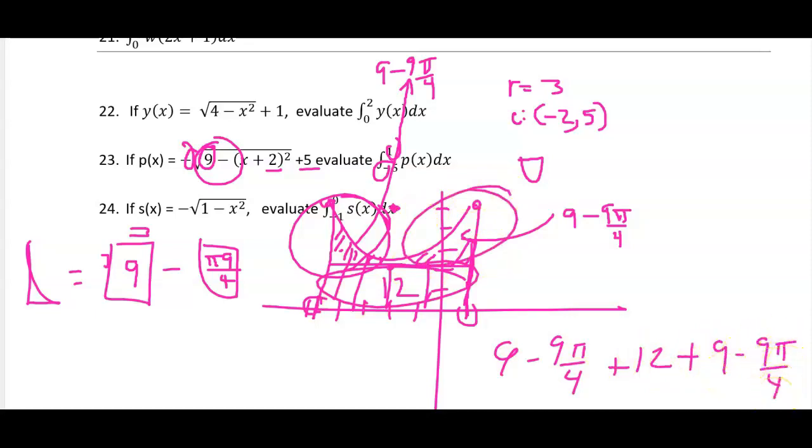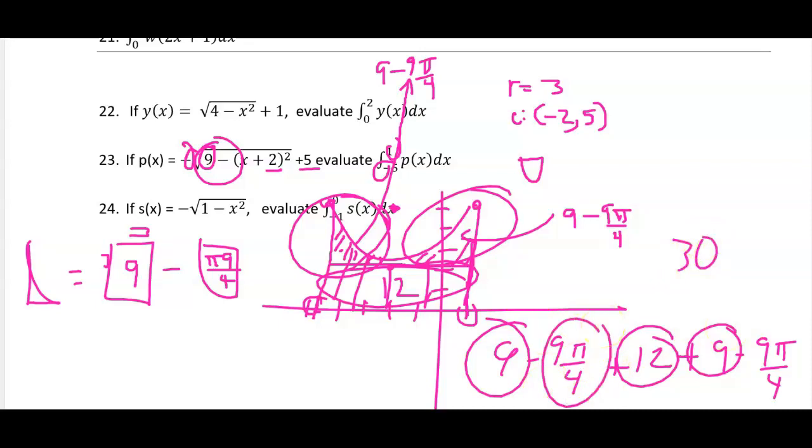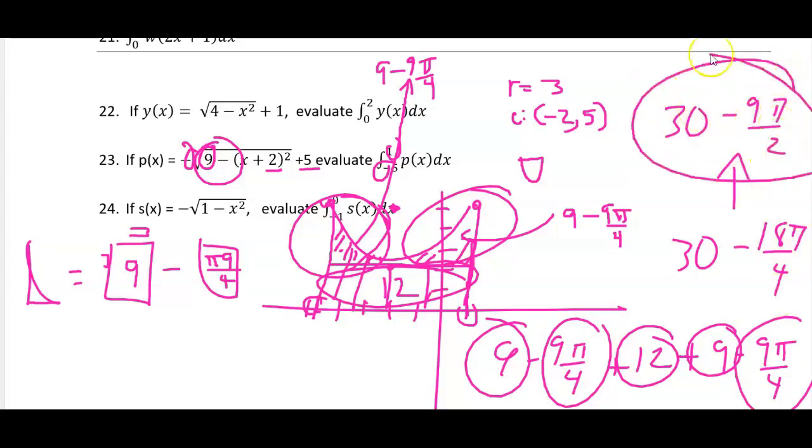And so we just need to add all these together. So the way we'll do that is we'll add together all the whole numbers. 12 and 9 and 9 makes a total of 30. And then negative 9 pi over 4 plus negative 9 pi over 4 makes negative 18 pi over 4. And that fraction can be reduced. So we end up with negative 9 pi over 2. And that would be our final answer right there. So that's for number 23.